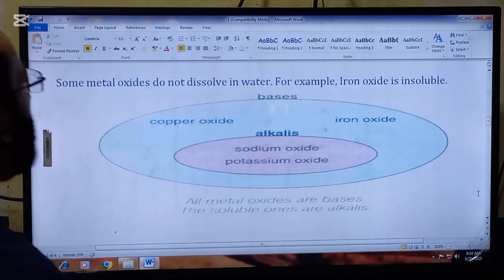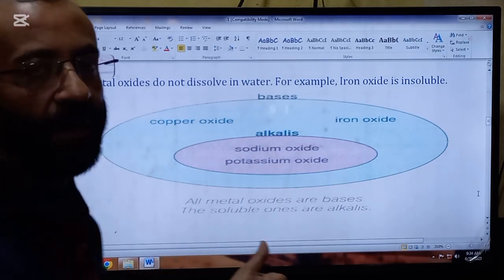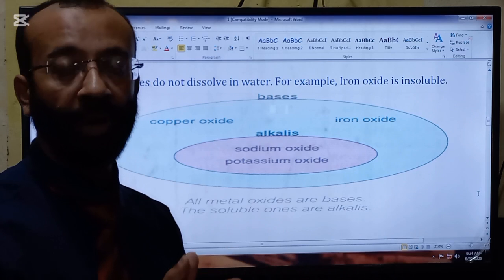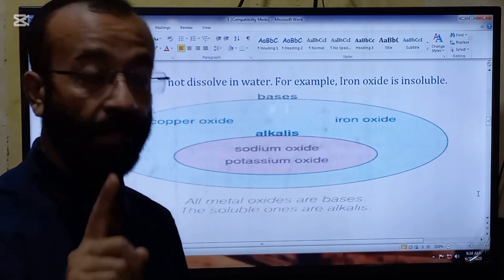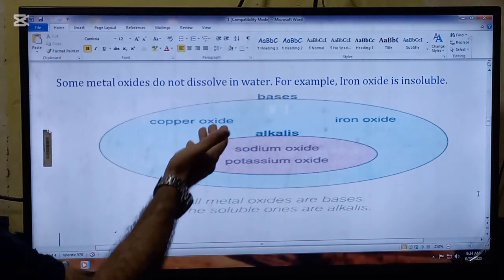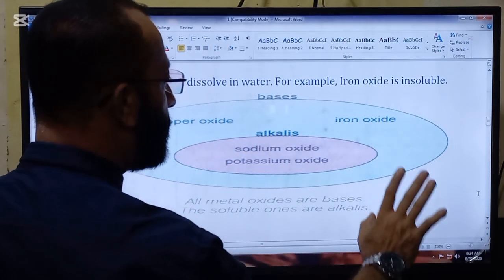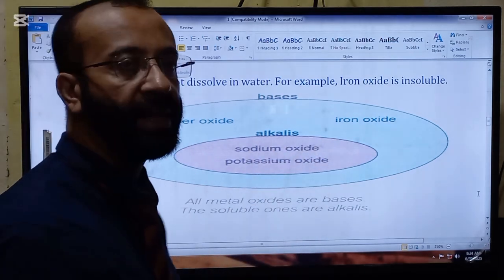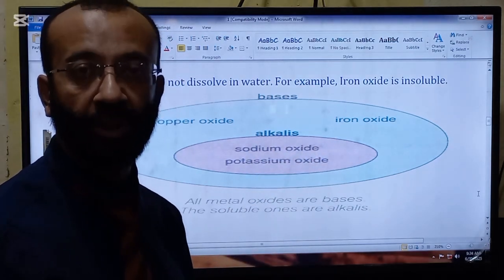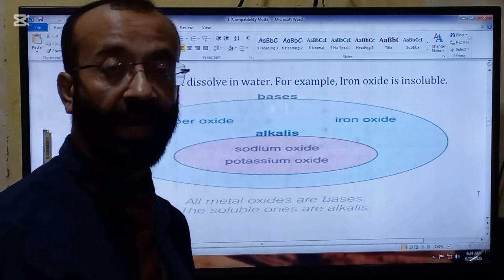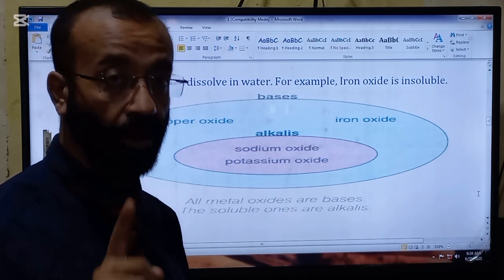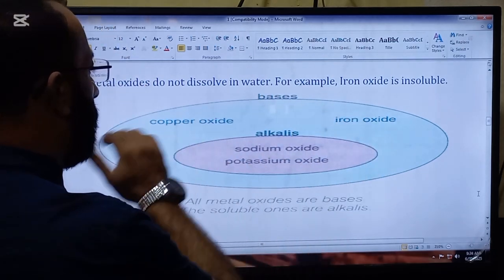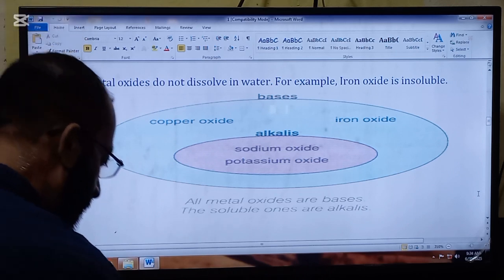Okay, some metal oxides do not dissolve in water. So this is another short question that frequently comes in the paper, because we have learned earlier that metal oxides dissolve in water, but some metal oxides do not dissolve in water. For example, iron oxide is insoluble. So alkalis are the metal oxides which dissolve in water, and the metal oxides which do not dissolve in water are not alkalis, they are called bases. So iron oxide and copper oxide are two important examples.